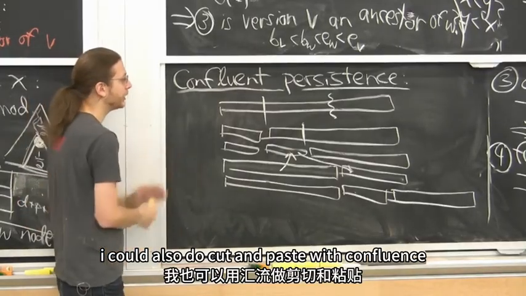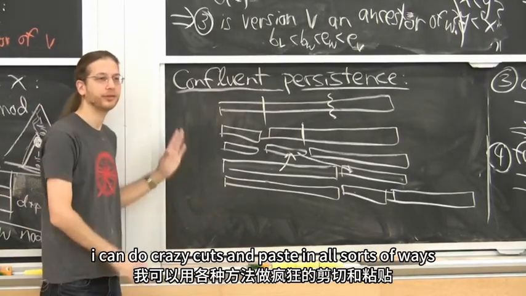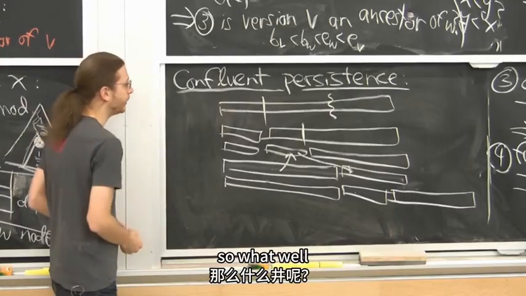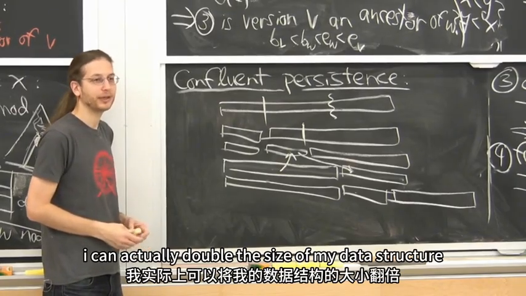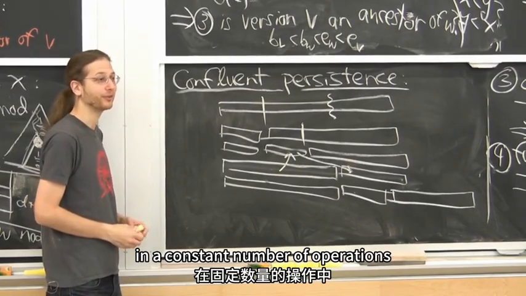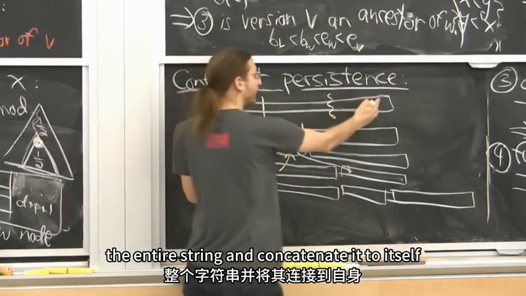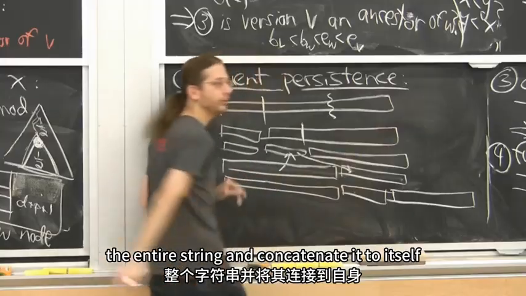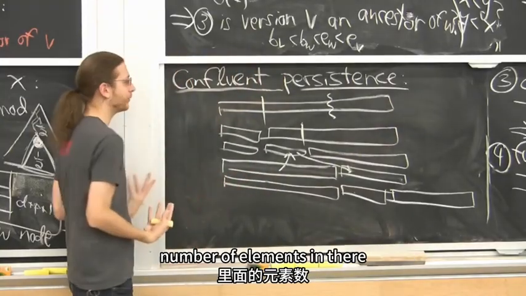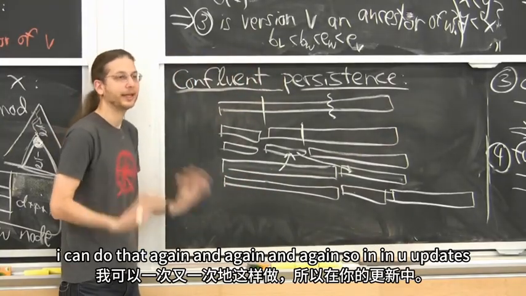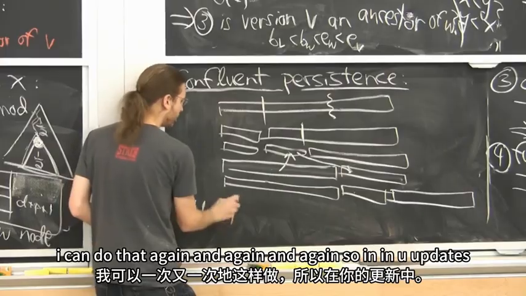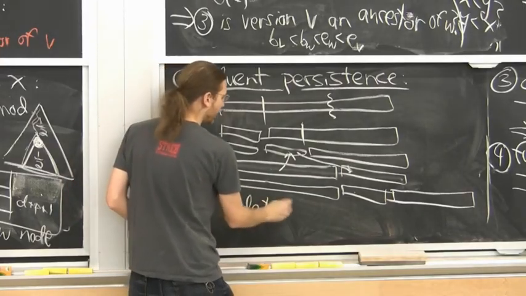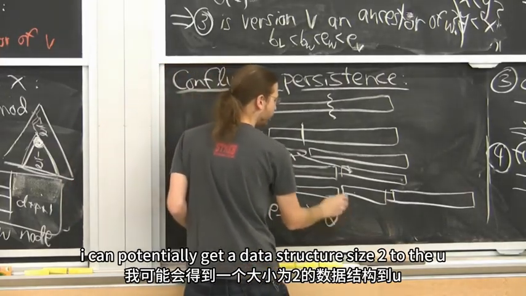And with confluence, I can do crazy cuts and pastes in all sorts of ways. So what? Well, the so what is I can actually double the size of my data structure in a constant number of operations. I can take, for example, the entire string and concatenate it to itself. That will double the number of elements in there. I can do that again and again and again. So in U updates, I can potentially get a data structure of size 2 to the U.